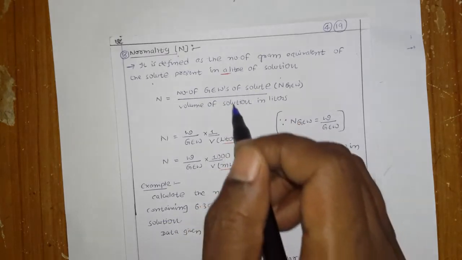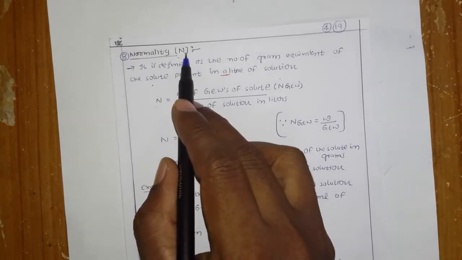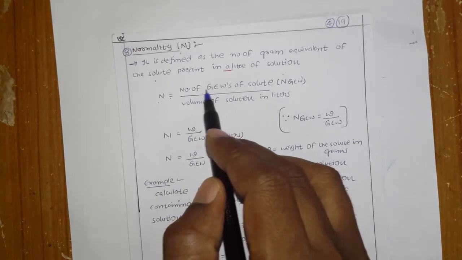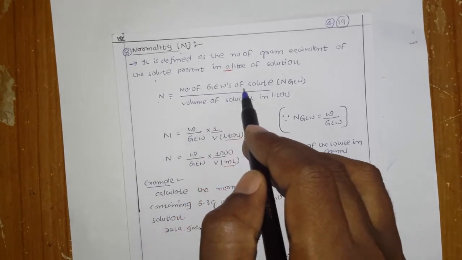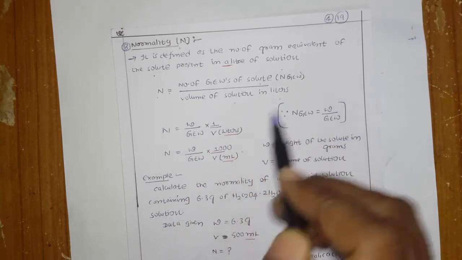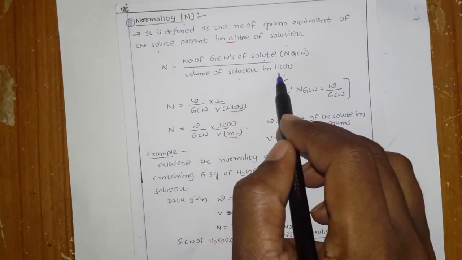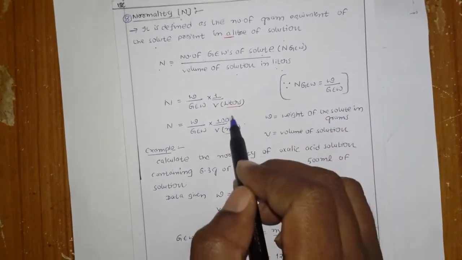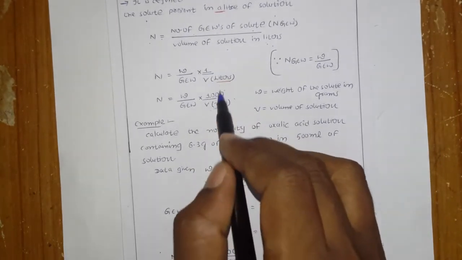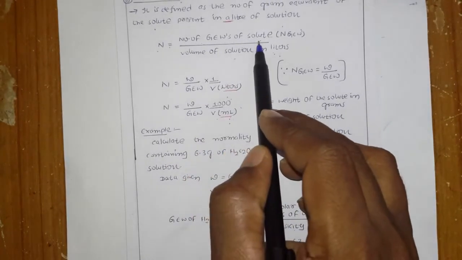Okay, what is the number of gram equivalents? Let us see. The normality, expressed with capital N, is equal to the number of gram equivalent weights of solute divided by the volume of the solution in liters. Or, if you want to express it in mL, then you have to multiply by 1000 divided by V in mL. So 1 by V or 1000 by V.